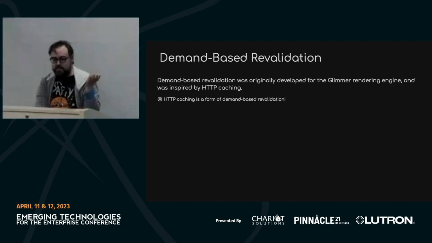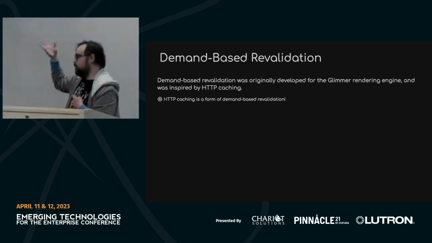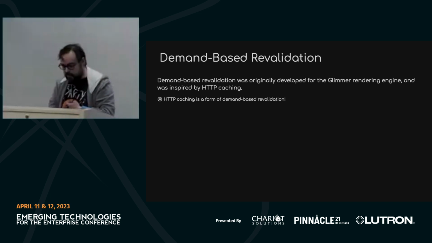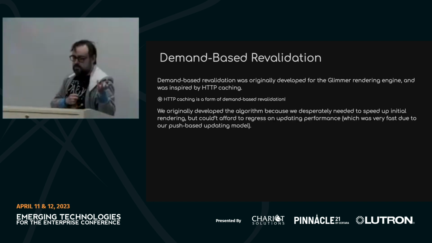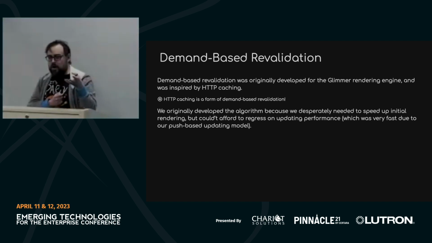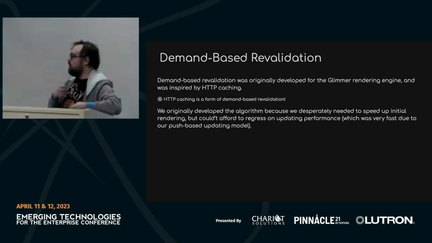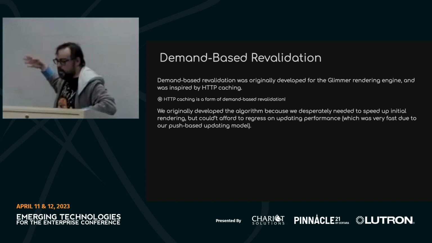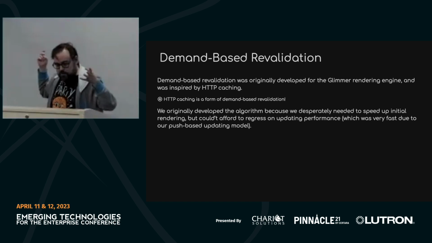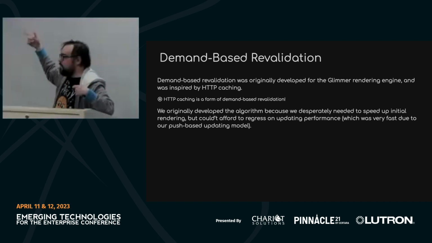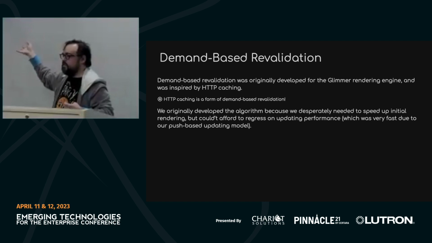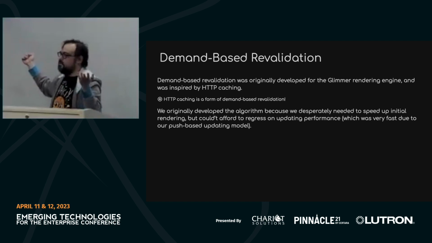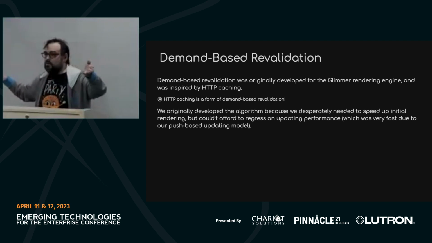It was inspired by HTTP caching, which, if you think about it, you'll see is kind of the same thing. And basically, the reason we needed demand-based revalidation, which I'll explain in a second, is if you looked at React's original talks, where they tell you it doesn't actually matter, which I think is now thoroughly debunked, but whatever. They actually used Ember benchmarks and were like, as you can see, updating is very fast. Unfortunately, initial render is very slow, so it's not worth the trade-off.